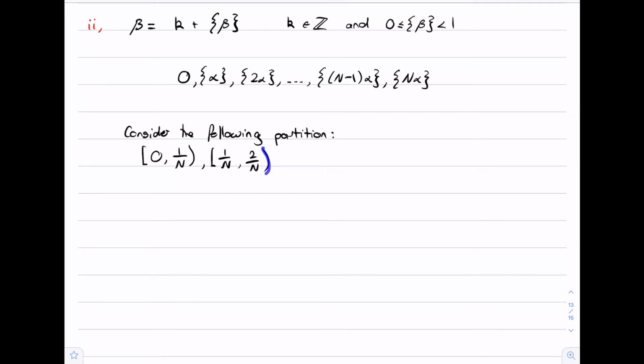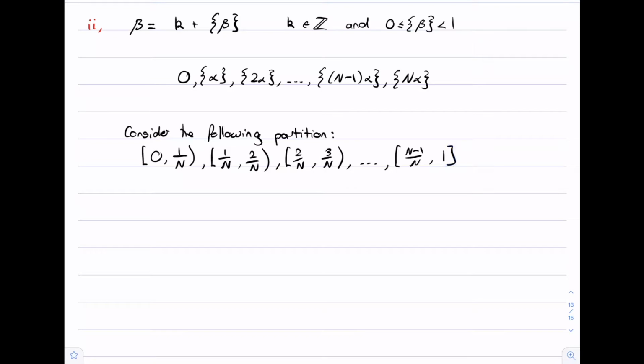This open bracket means that 2 on n is not included, and so any two numbers in this set also differ by less than 1 on n. And I'm going to continue doing this all the way up to the number 1. So this will be 3 on n, open bracket, dot, dot, dot, all the way up to, I think this one will be n minus 1 on n, up to 1. And I'm going to include 1 here.